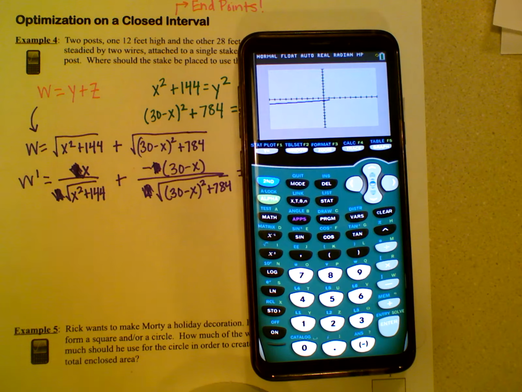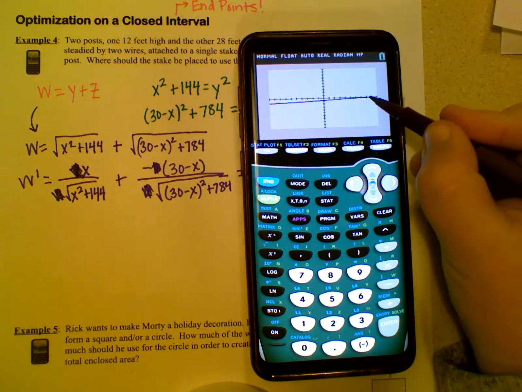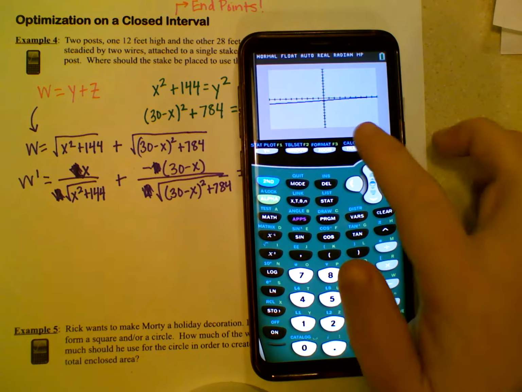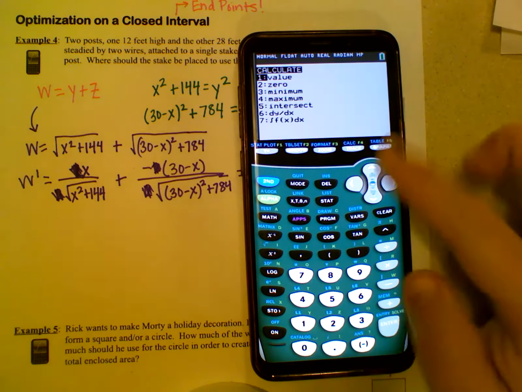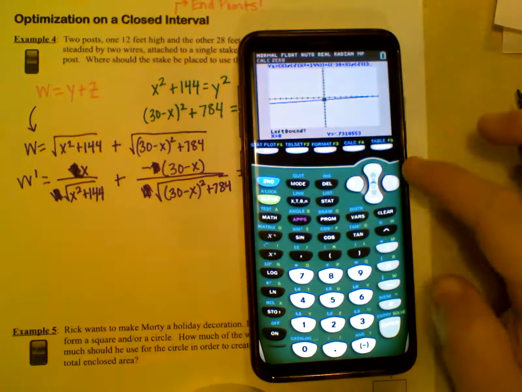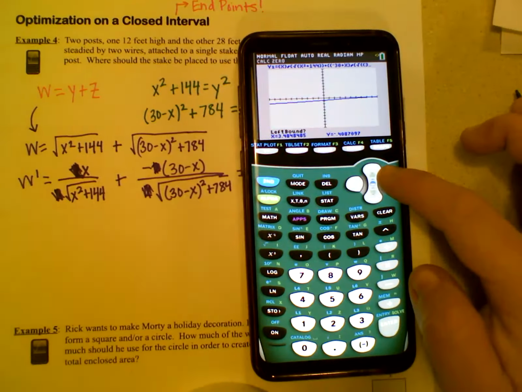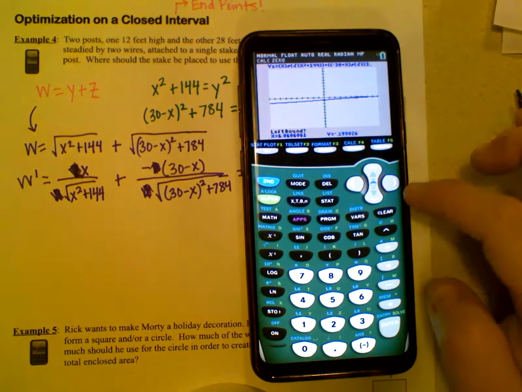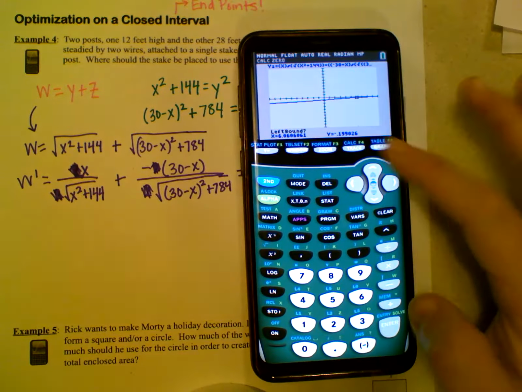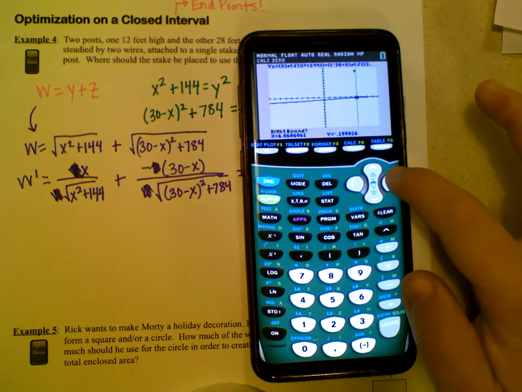And we're going to figure out where this function equals 0. Based off of this, it looks like somewhere right in here, right? So you can always go second calc and calculate the zero, and then go over along your graph. It always says left bound, so somewhere for sure on the left of it, and then somewhere for sure on the right.